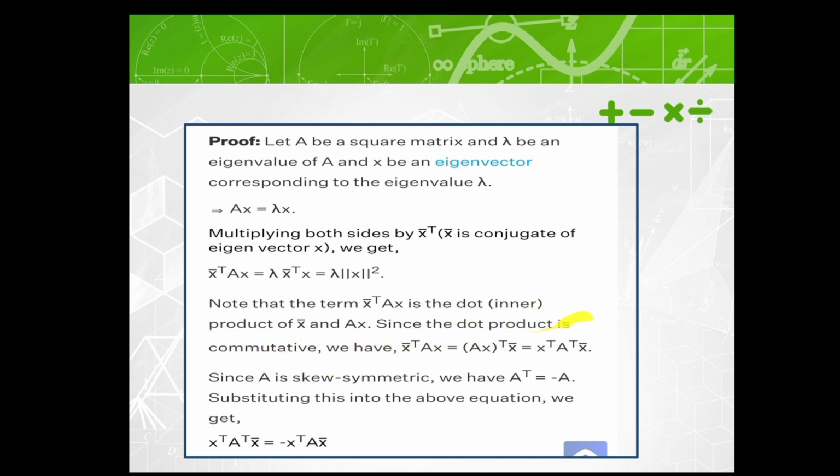Note that the term x bar transpose Ax is the dot product of x bar and Ax. Since the dot product is commutative, we have x bar transpose A x is equal to (Ax) whole transpose x bar, equal to x transpose A transpose x bar. Since A is a skew symmetric matrix, we have A transpose equal to minus A. Substituting this into the above equation, we get x transpose A transpose x bar equal to minus x transpose A x bar.